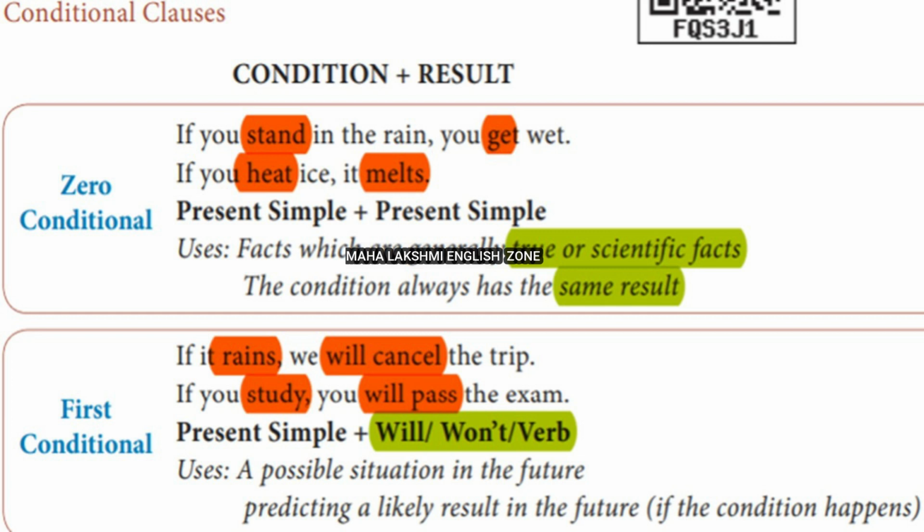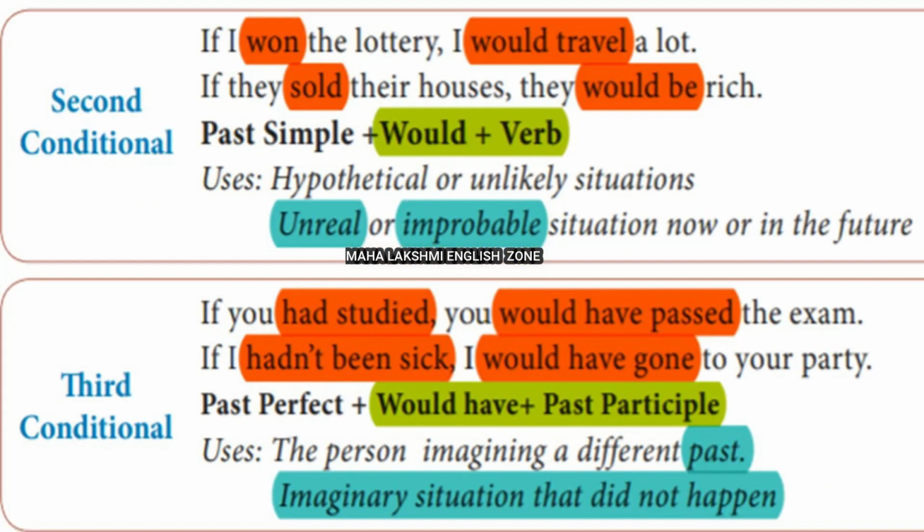Now the second one, if you study, here study is a verb and it is in simple present. And in the main clause, you will pass the exam. Here will pass is the verb, and whenever the if clause contains simple present tense, the answer will surely be will plus verb or won't plus verb. This is a tip for us.